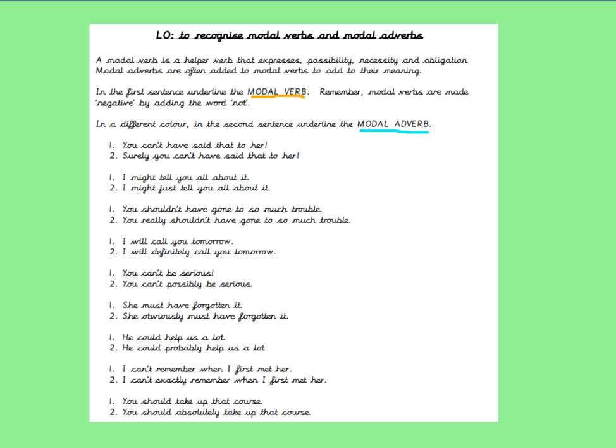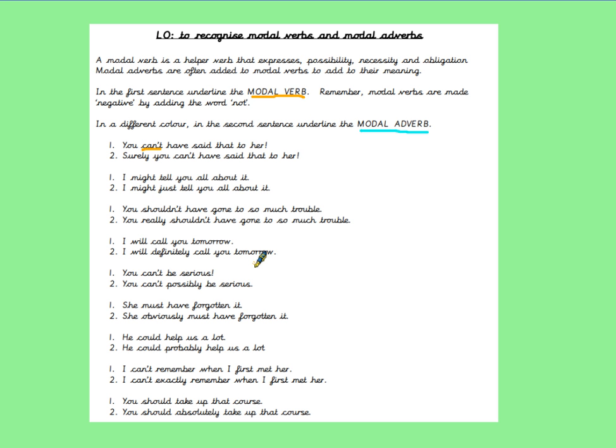Okay, so it says here, you can't have said that to her. So I now need to find my modal verb. Now I know that can is a modal verb, so then I know that can't, by adding the negative, by adding the word not, must be my modal verb. So I'm going to underline it in orange, and then I'm going to look for my modal adverb, which adds description to my modal verb.